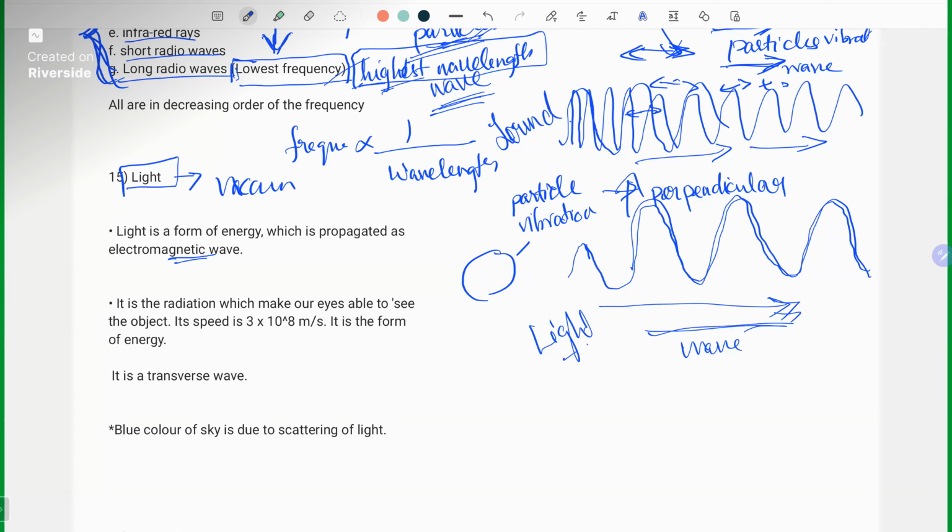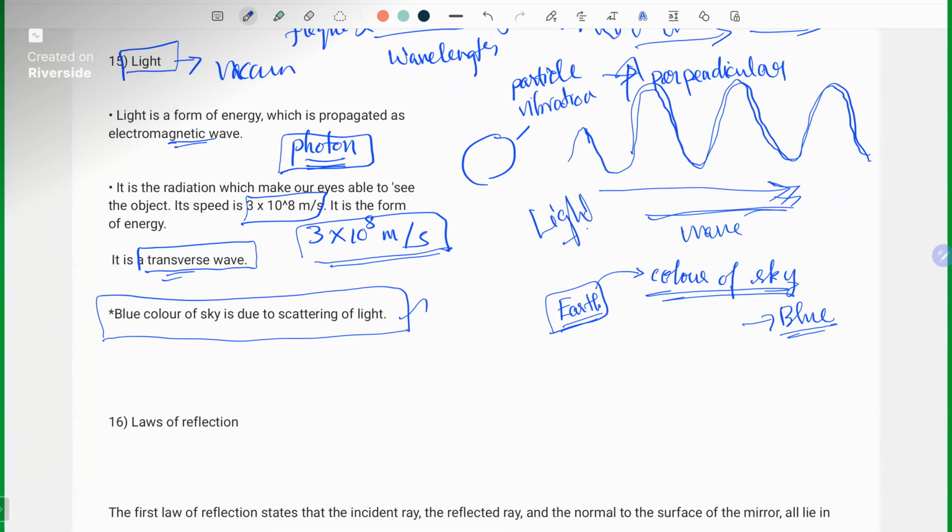And light is basically movement of a particle called photon. And it has a speed of 3 into 10 power 8 meter per second. And it is a transverse wave, as we already saw. Can any one of you say why this phenomenon happens? Only inside Earth we can see the color of sky is blue. Why is it so? Can anyone answer? It is scattered by the atmospheric particles.